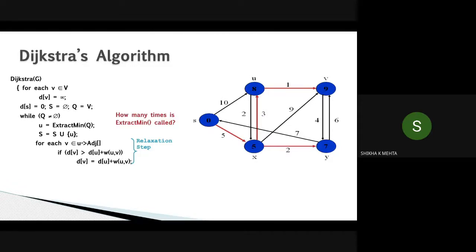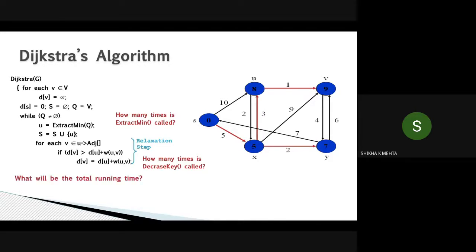Then we have seen how many times extract min is called. Extract min is called a number of times equal to the number of vertices that we have. Then how many times is decrease key called? Decrease key is, at max, called as many times as there are edges. Can you tell me which data structure we will use for implementing this kind of task? Where we use decrease key, we can use the heap data structure.